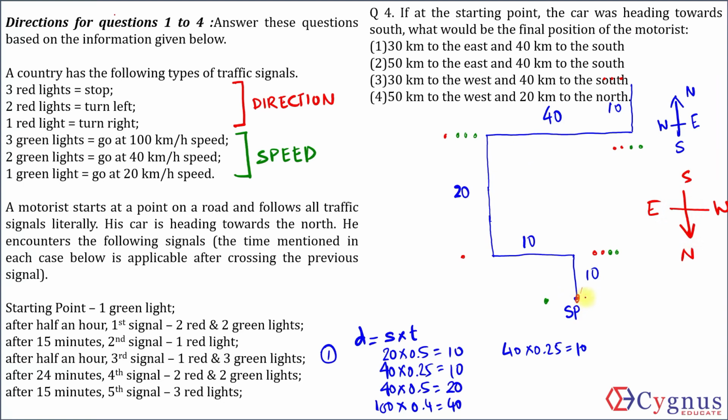This is the starting point and this is now towards the south and west. How much south, how much west? Let's quickly check. If you remember, we had already done this. This is 30 kilometers and this is 40 kilometers. So 30 towards the west and 40 towards the south. 30 west, 40 south. Answer option 3 is the correct answer.